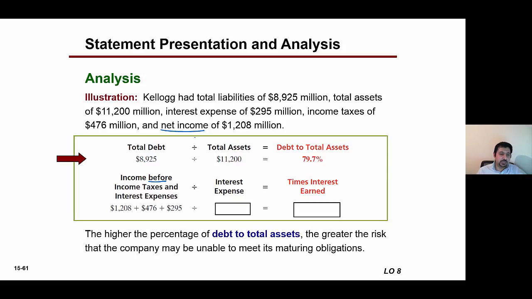We divide it by interest expense, and that would tell us that the company during that year can pay 6.71 from the net income. Basically, the company can pay its interest 6.71 times. So the company has earned 6.70 times the interest that it has to pay.